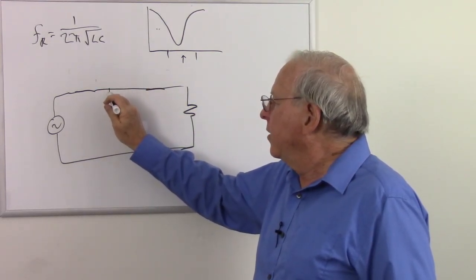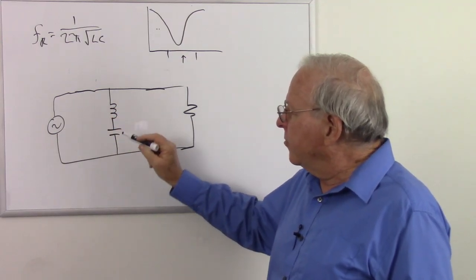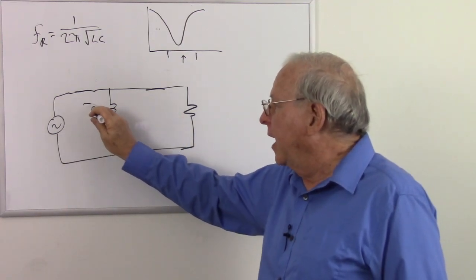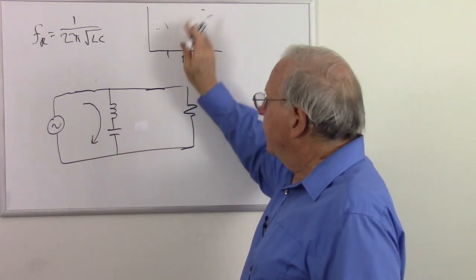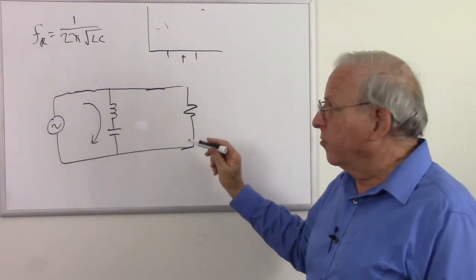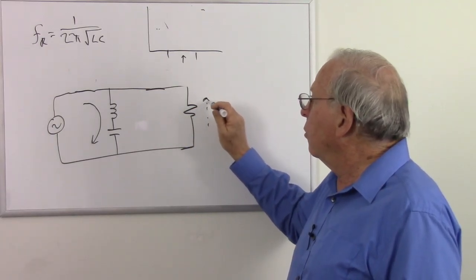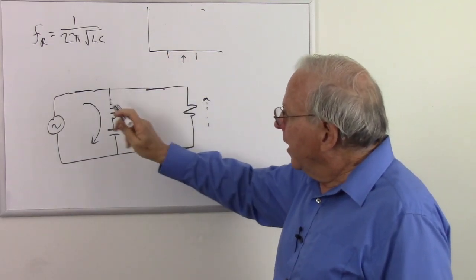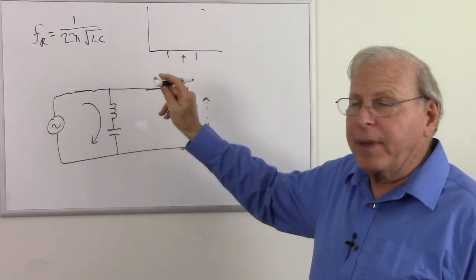So let's put a series resonant circuit here. So what happens? At the resonant frequency, we get a high current. Therefore, what do we get? If the current is going here, it's not going there. So at the resonant frequency, we get a low voltage here. So if we had the series circuit in series with the signal, we had a band pass filter.